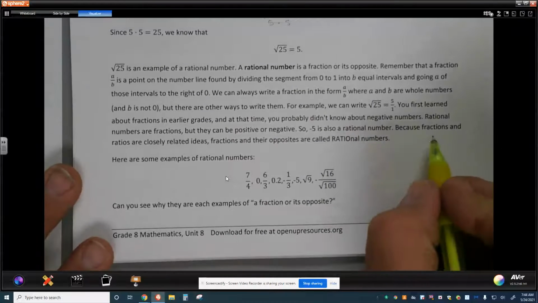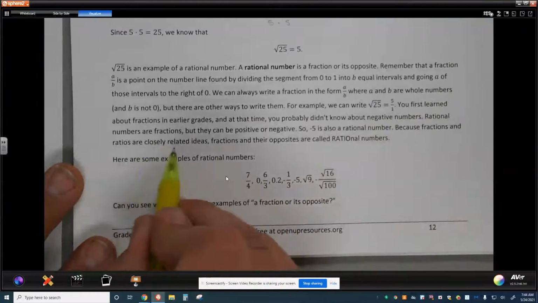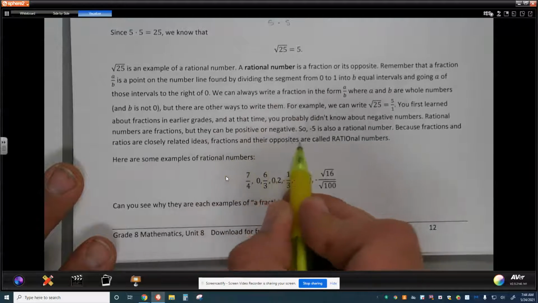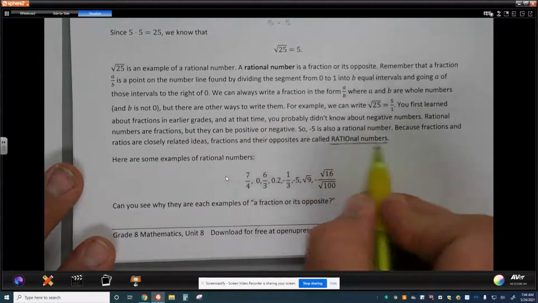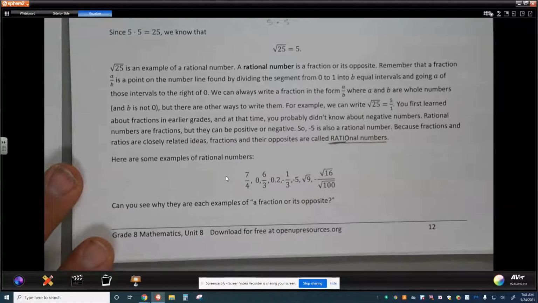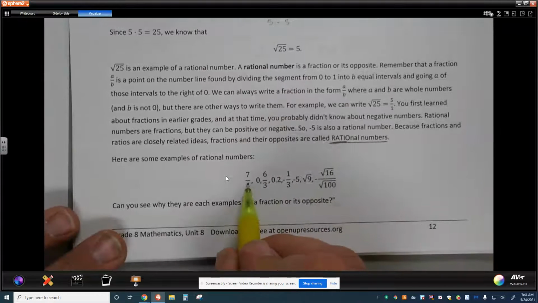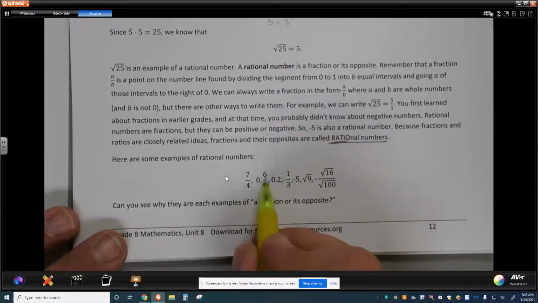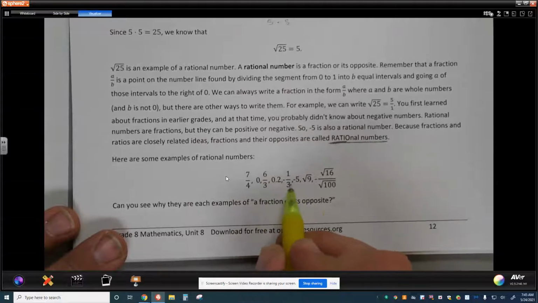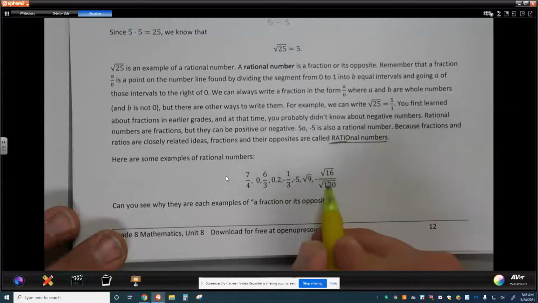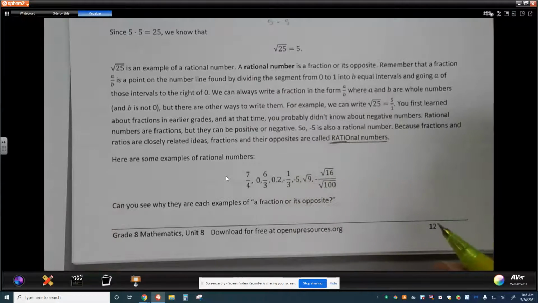One way that we can look at this: because fractions are ratios and are closely related ideas, fractions and their opposites are called rational numbers. Notice that ratio is built inside of that word. Some examples of rational numbers are fractions like 7/4, 0, 6/3, 2/10, -1/3, -5, the square root of 9, the opposite of the square root of 16, and the square root of 16 divided by the square root of 100. We can look at these examples as fractions or their opposites.